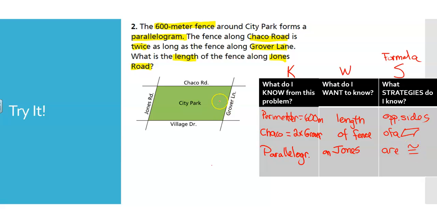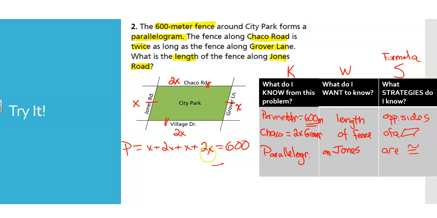So I would probably go ahead and mark on my image here. Whenever I know something to be true, that's congruent, that's congruent. Now, I did say Chaco is twice of Grover, so I might call Grover X, and this would just be 2X. Now, since that's congruent, this is 2X, and that's congruent, that's X. So now I can actually get to a little work here. So the perimeter is X plus 2X plus X plus 2X, right? And I set up here that that equals 600 meters.